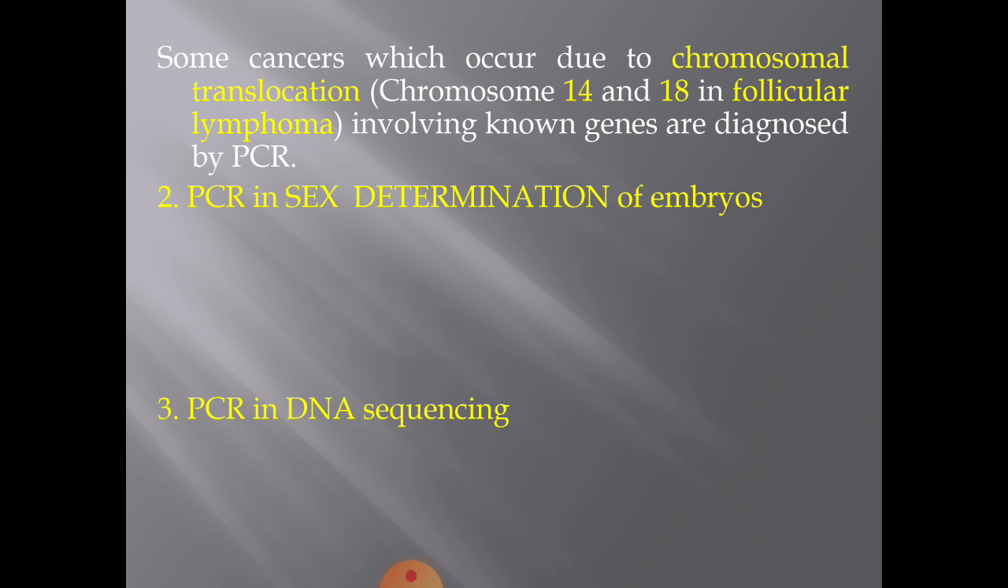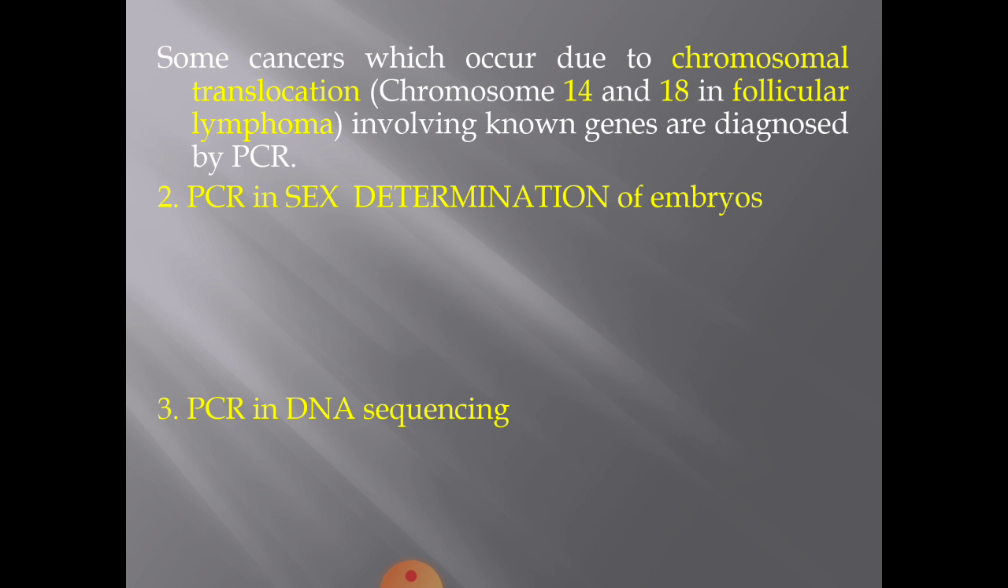So, here cancers occur due to chromosomal translocation. By now you must have studied addition, deletion, translocation, etc. in your genetics class. So, here cancer is due to the chromosomal translocation of number 14 and 18 causing follicular lymphoma, and genes involved in causing such cancers can be diagnosed by PCR.